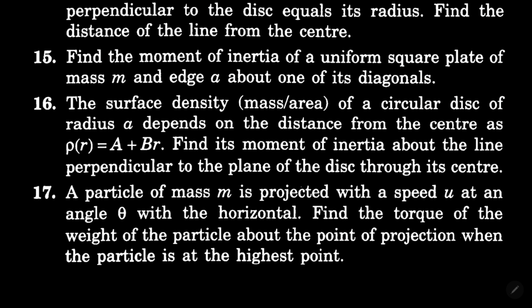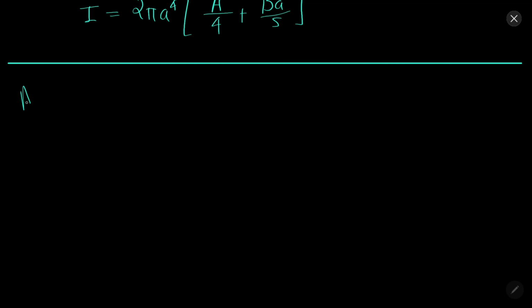In question 17, a particle of mass m is projected with some speed. Find the torque of the weight of the particle about the point of projection when the particle is at the highest point. Solution 17. So the scenario is somewhat like this.